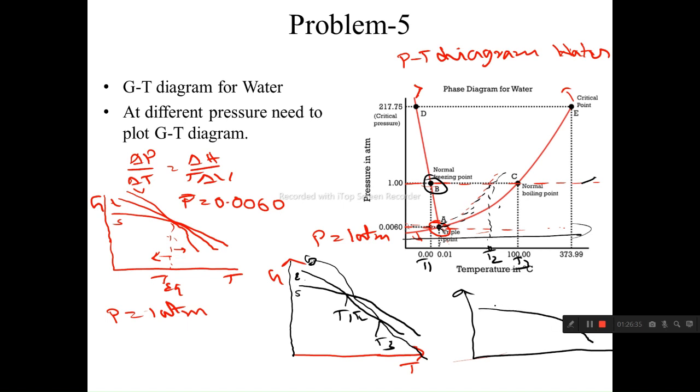Then afterwards, solid is meeting to liquid. That is the upper state. Here it is, and this one will be the T1 value. But the Gibbs energy of vapor is always lower than that of the solid and liquid. So if you have any doubts, please let me know.